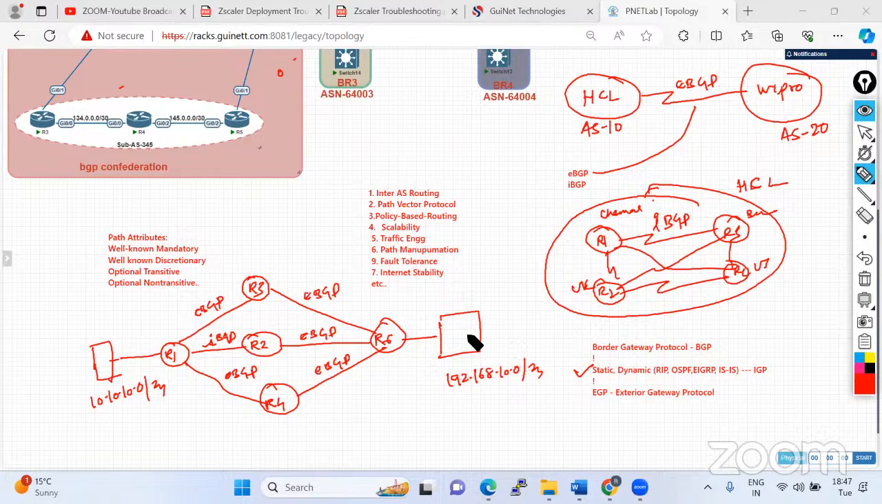I'll do the configuration step by step at a later stage, but I'm just explaining a little bit so you can understand the basic fundamentals. A path attribute is something where we want to influence the normal routing decision. So what is the normal routing decision? Let me just write it here, normal routing decision.